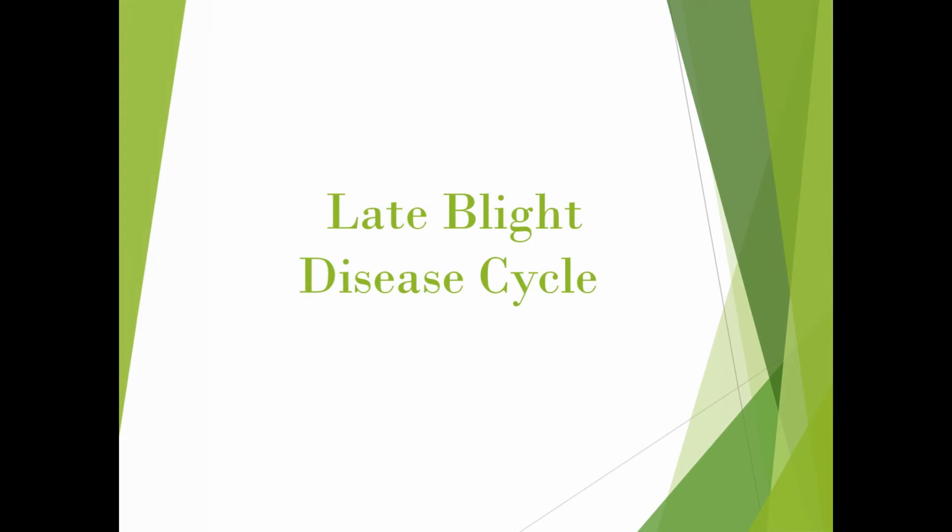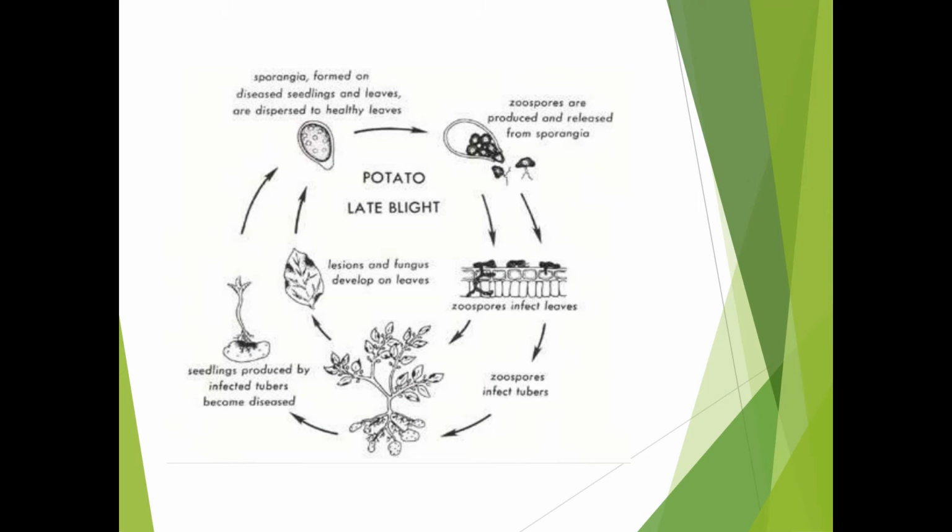This is the potato late blight disease cycle. Zoospores are produced and released from sporangia, and then they infect leaves and also tubers. From that infection, the seedlings produced by infected tubers become diseased. Also, leaves have lesions and the fungus develops on them. From that, sporangia will disperse to another healthy leaf. So this is the cycle of potato late blight.